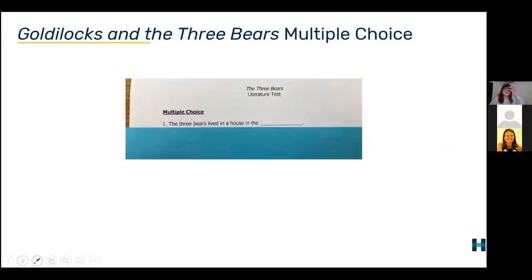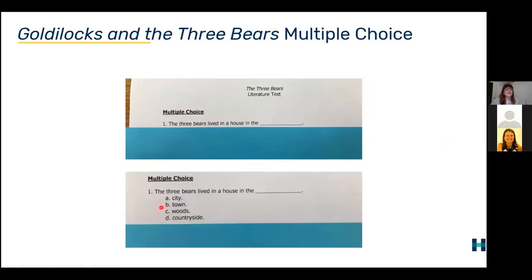So here's a question about Goldilocks and the Three Bears. The Three Bears lived in a house in the, and without looking at the answers, every single student I've shown this to would say woods. So if I already know the answer, I'm going to go ahead and write woods. Do not allow yourself to get confused with countryside. If it is woods up here, it will be woods down here.